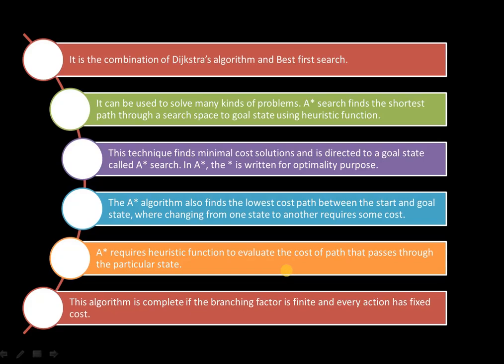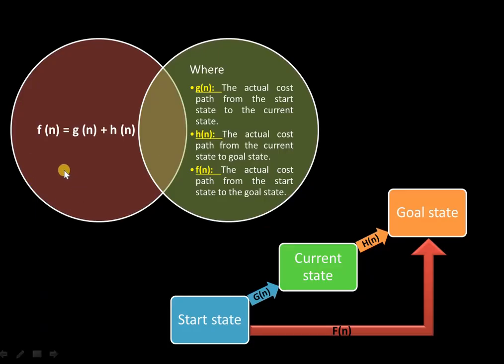So this is the heuristic function that we are using in this algorithm. F of n is equal to g of n plus h of n. Now, what is this f of n, g of n, and h of n? It is being given here.